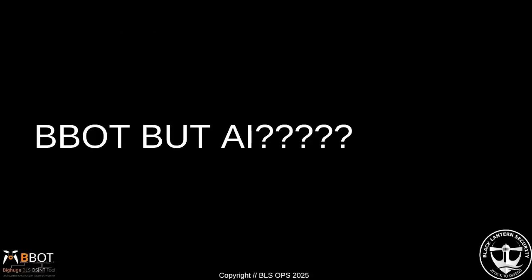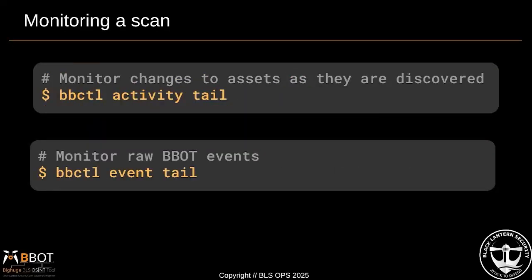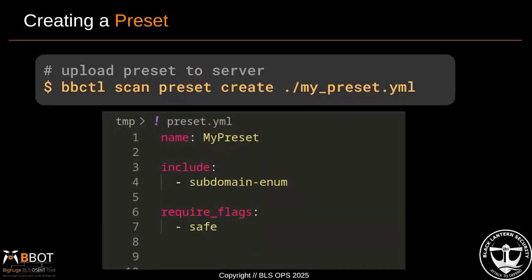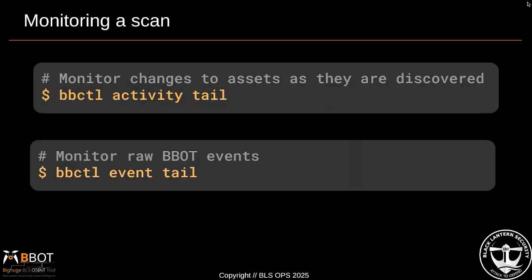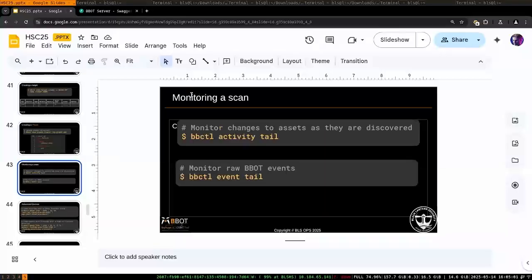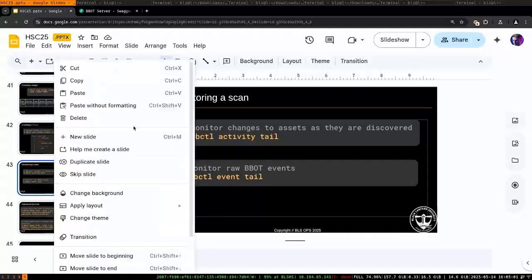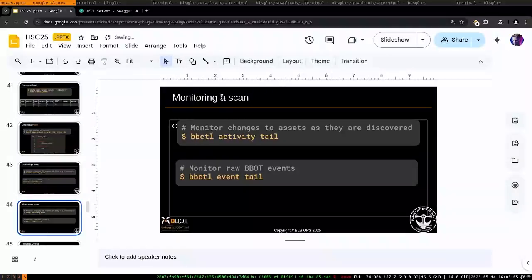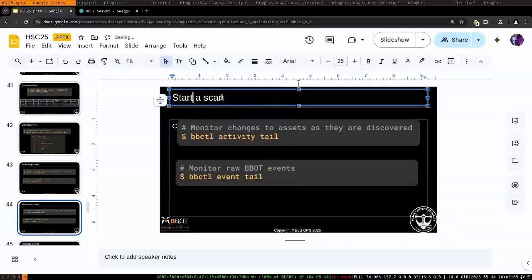Oh, BBOT.ai. Okay. Yeah, we never have them start a scan. Wait, what? Hold on. We haven't started a scan. Okay, we're gonna do it live. We forgot to put in a slide for it. That's okay. We do it live. You made your target, made your preset, but you never actually created a scan for it.